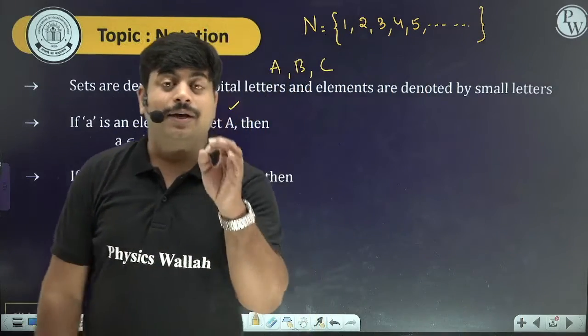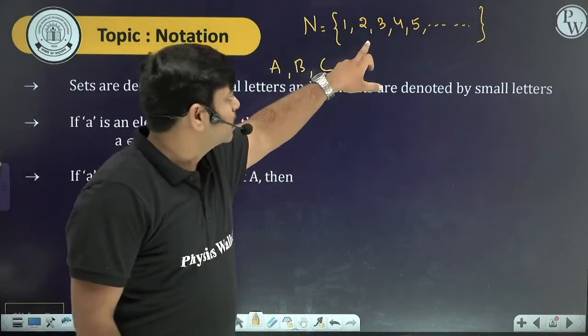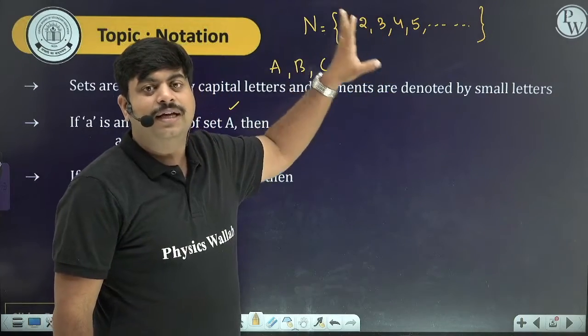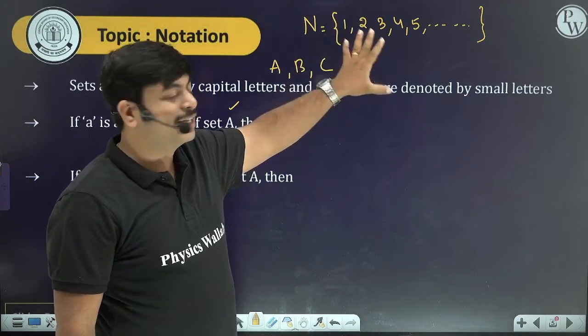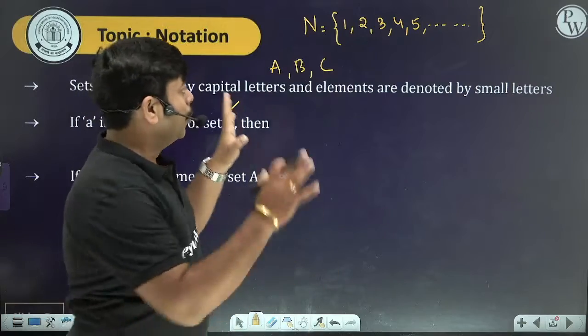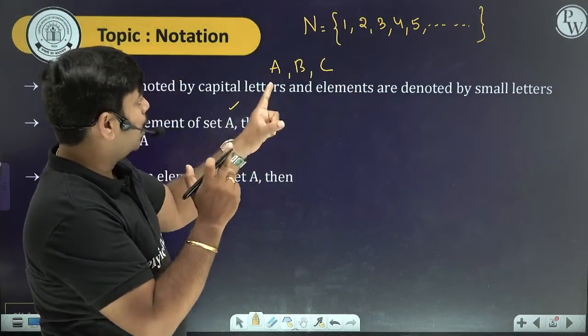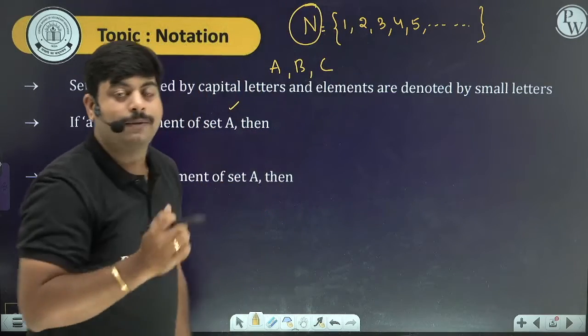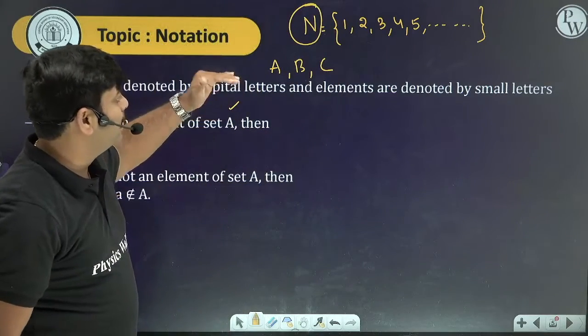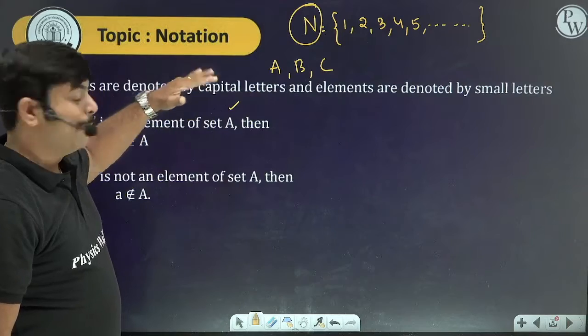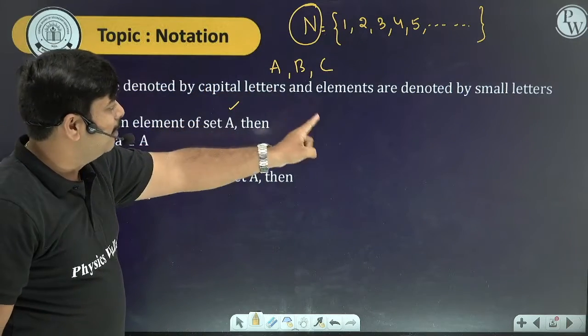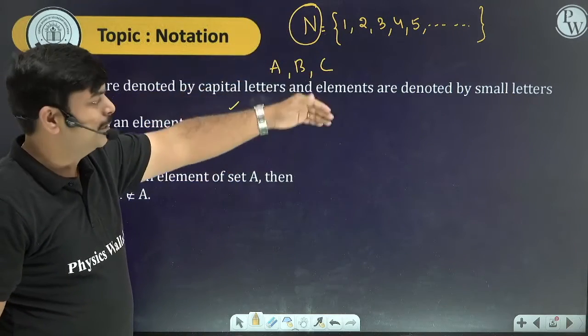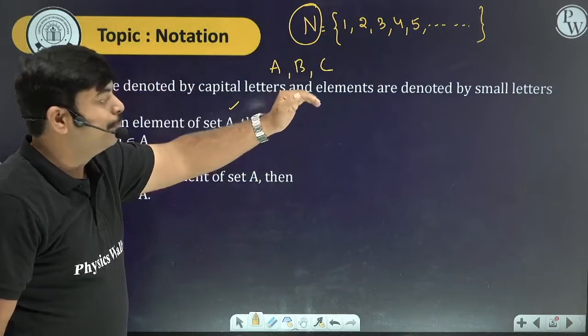So it is fixed. This is called a well-defined set of numbers, or a well-defined collection of objects. In the notation I used here, I used capital N. Sets are always denoted by capital letters, and the elements, if they are not numbers, we denote by small letters.